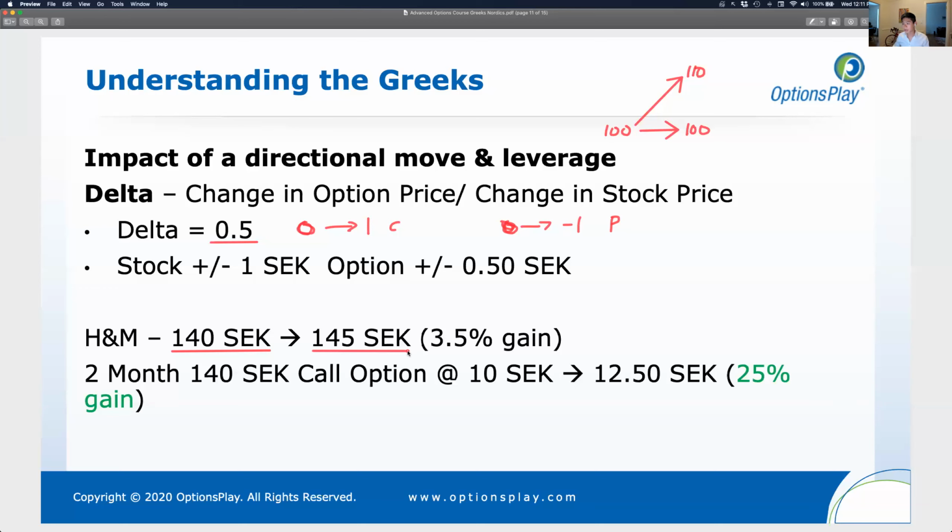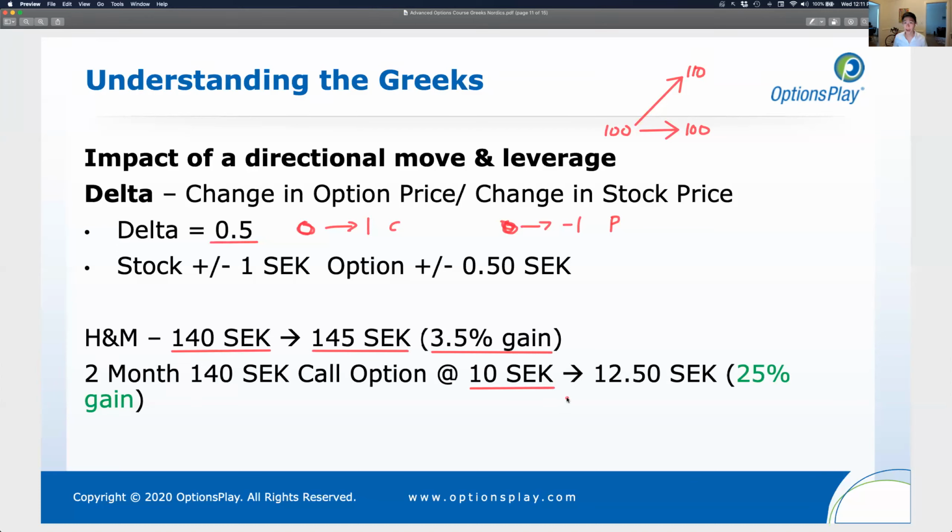So the underlying stock itself gained 3.5%. When it goes from 140 to 145, that's a 3.5% gain on the underlying stock. What I want to know is how much money I make on my call option. Let's say I buy that 2-month call option because I think H&M is going to go higher. So if it goes to 145, let's say I buy the 140 crown call option, and let's say that call option costs me 10 crowns.